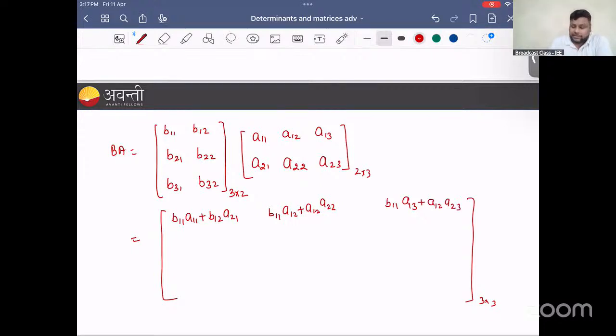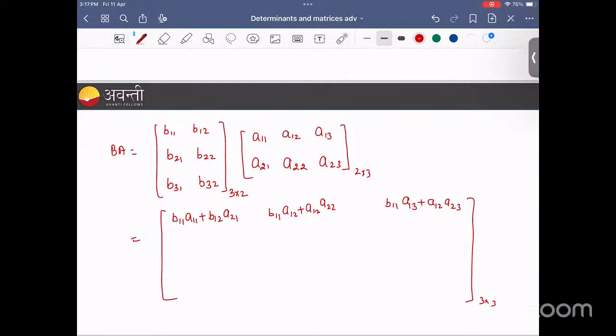All right. Then anybody switch on their mic and tell me what this element will be. Anyone? Tanush? Abhishek? Anybody? All right, nobody wants to speak.